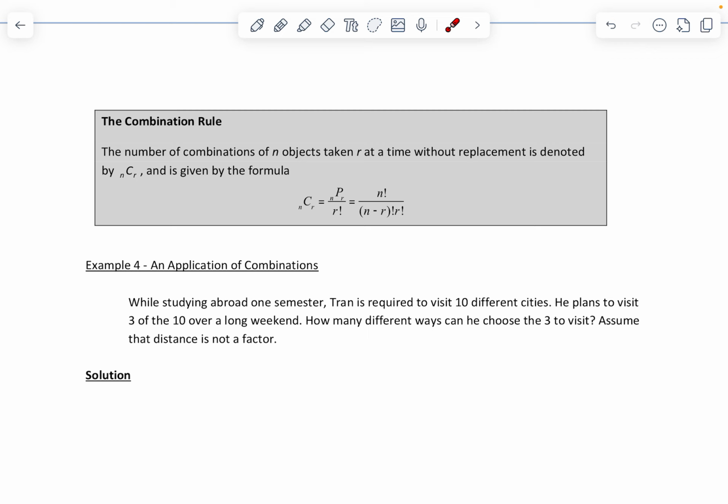The order doesn't matter. So this would be a combinations problem where n is the total number of cities, which is 10. R is the number of chosen cities, which is 3. If I plug the numbers into the combinations formula, I get 10 factorial over n minus r, which is 10 minus 3, that's 7 factorial, and then 3 factorial.